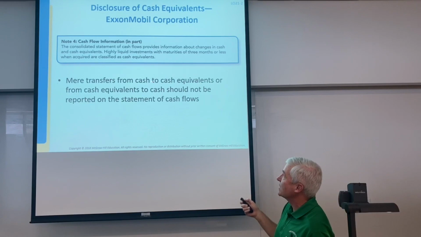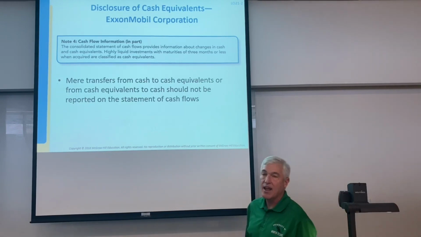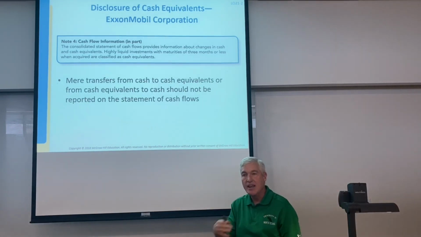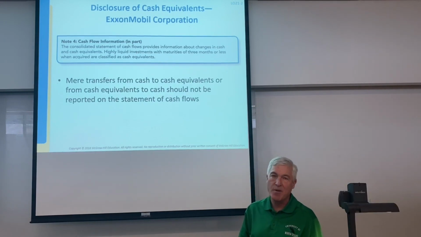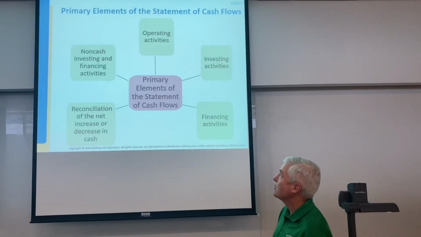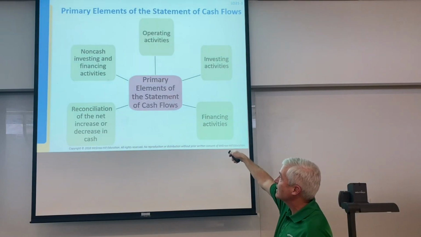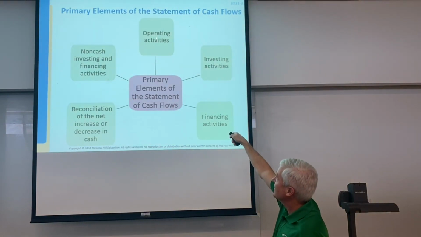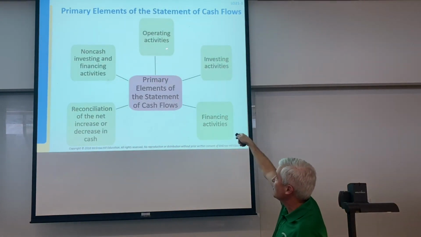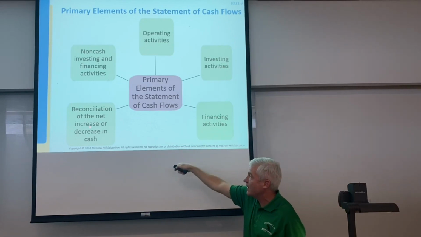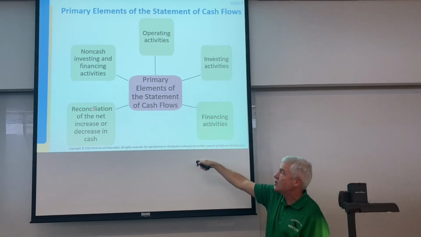Mere transfers of cash to cash equivalents, really you don't have to report. So that's just movement inside different cash accounts. Why don't you report? Nobody cares about that. And so the primary elements of the cash flow statement are operating, investing, and financing, which we've talked about. However, we've got these other two pieces.